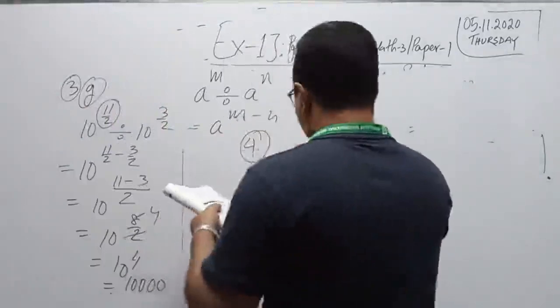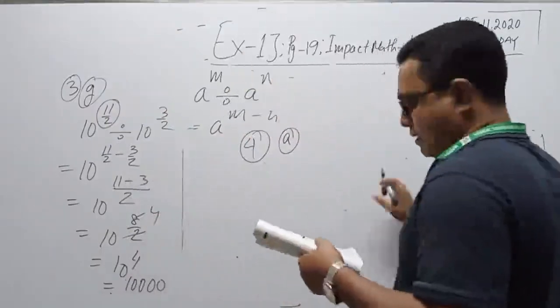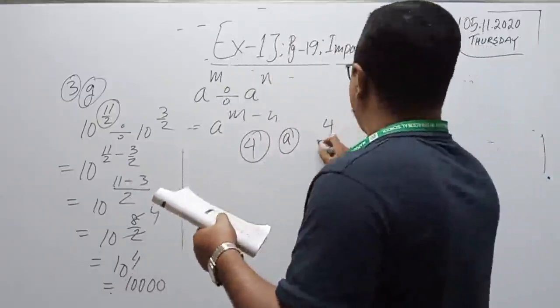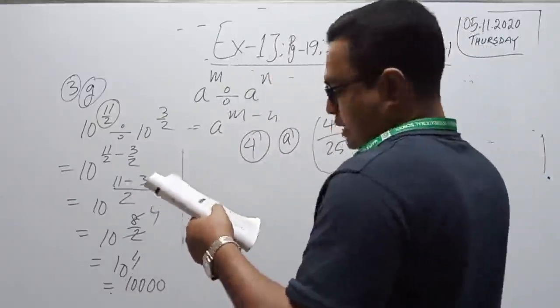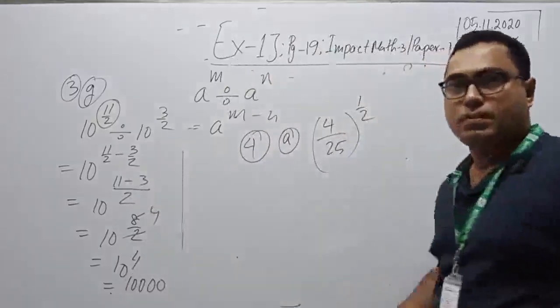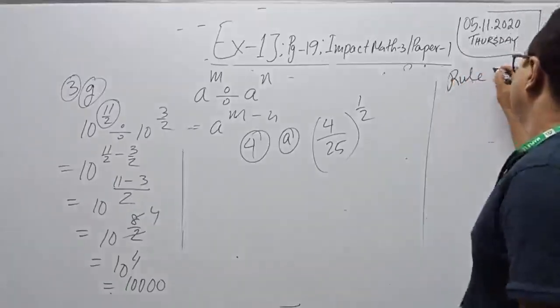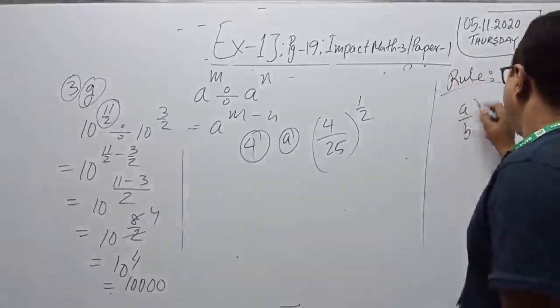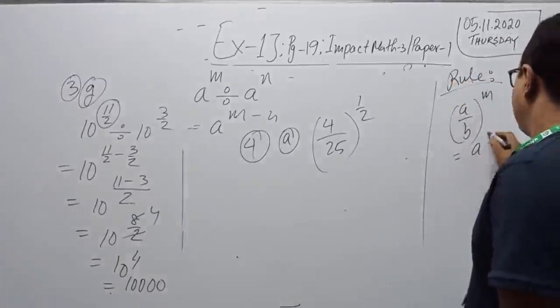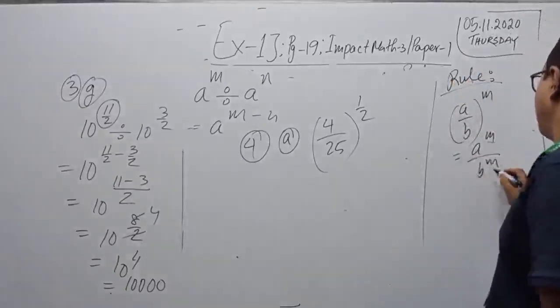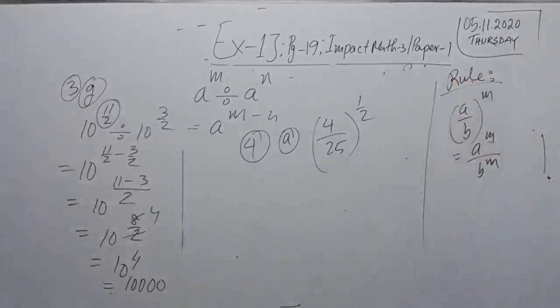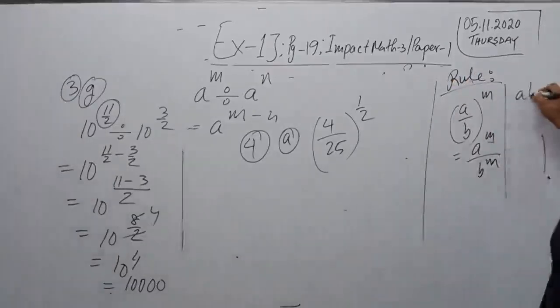Number 4, A. 4 by 25 to the power of half. Look, we have a rule here. a by b to the power m is a to the power of m divided by b to the power m. This rule comes this way. a multiplied by b to the power m is a to the power m multiplied by b to the power m.